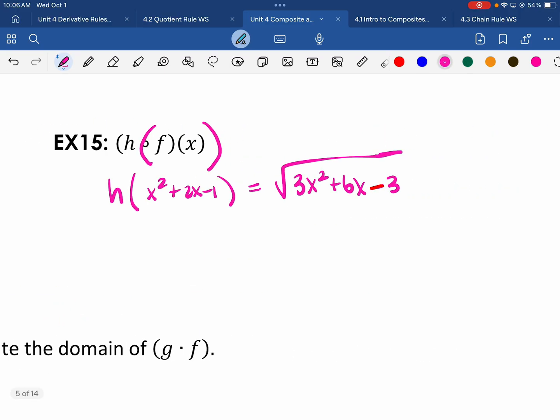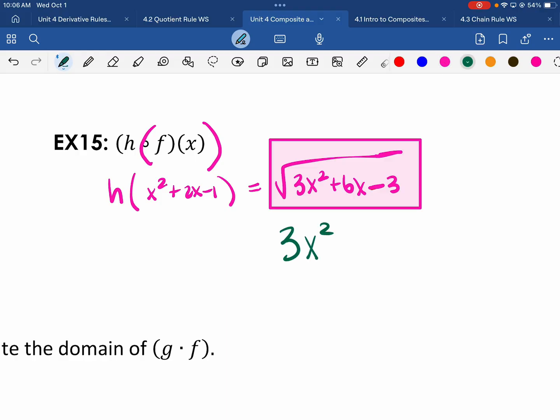Alrighty, and then my last one from yesterday is this guy right here. So I replaced f of x with x squared plus 2x minus 1, put that in h, and I simplified it, and I got this fella right here. So fractions or square roots? Square roots. And so the rule for the square roots is that everything on the inside, the 3x squared plus 6x minus 3, has to be greater than or equal to 0.